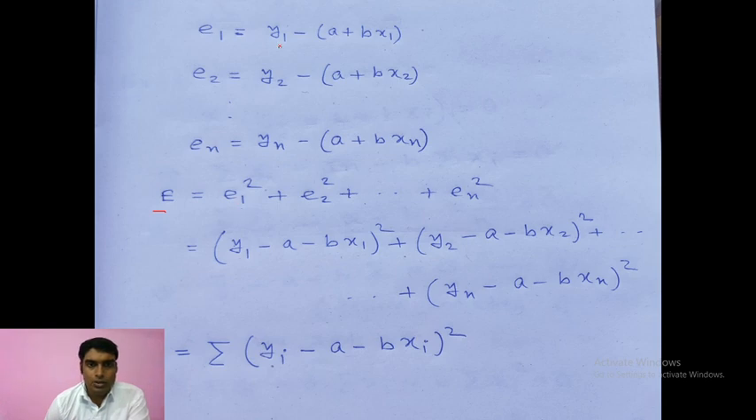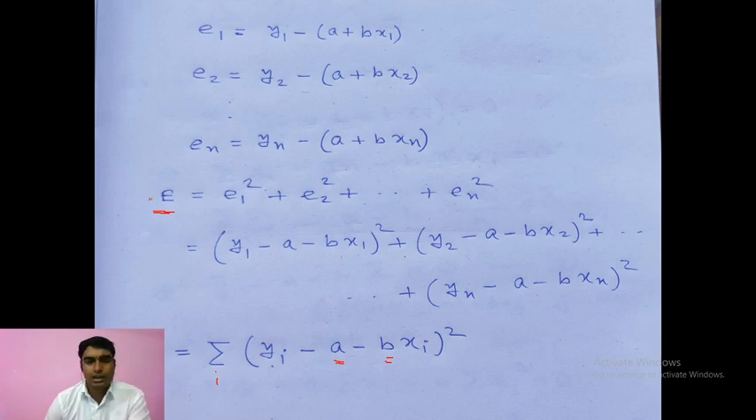Now e1 is this one, right? If I take that square, it will be y1 minus a minus bx1, and similarly so on, up to yn minus a minus bxn, all squared. These terms I can write as a sum over i of yi minus a minus bxi, squared. Now a and b I have to estimate in the best way such that this error is the least.